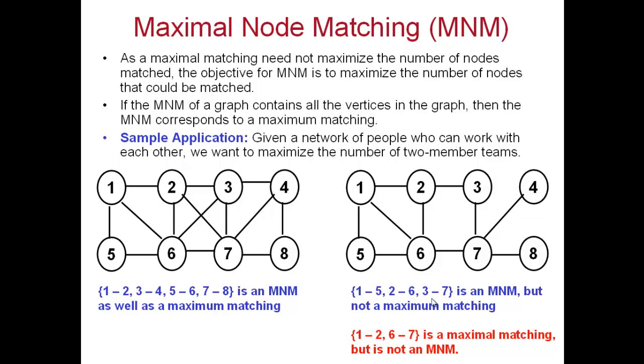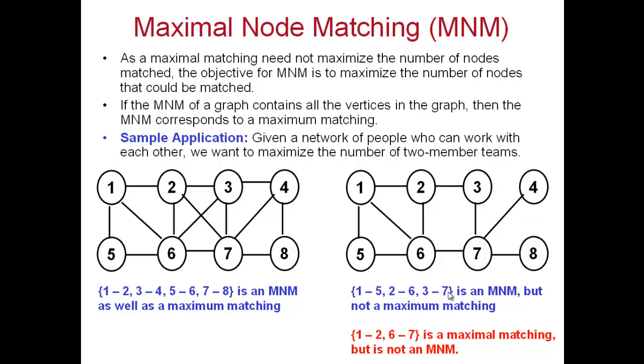Now again, there could be multiple maximal matchings. So for the same graph over here, 1, 2, 6, 7 is a maximal matching, but it's not a maximal node matching because we could come up with a matching that has 3 edges instead of 2 edges. And that's the maximal node matching because we cannot come up with a matching of 4 edges, as it will violate the property of matching.